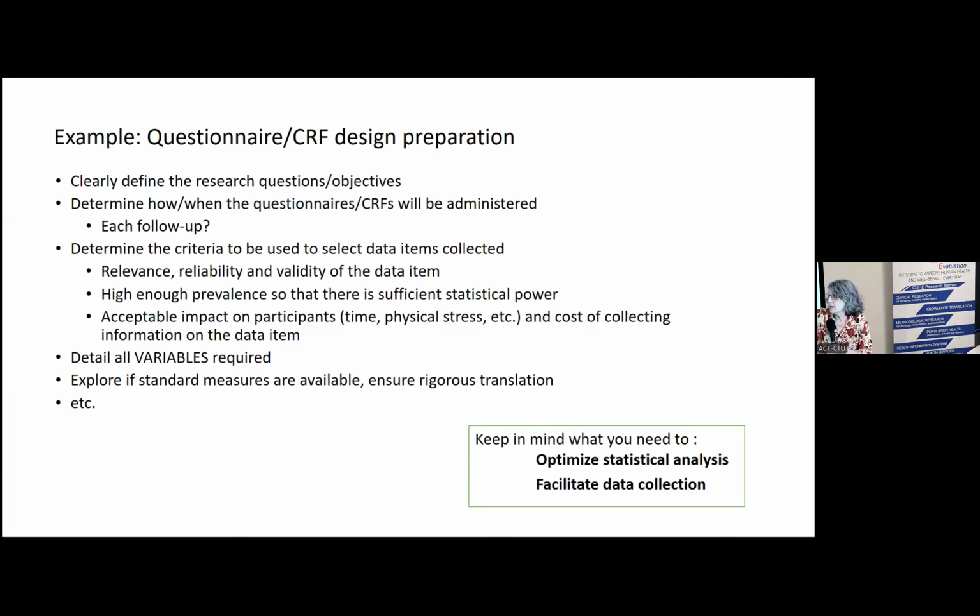Will the prevalence be high enough? What is the relevance, the impact on the participant? But most importantly, don't write the questionnaire first. Do the list of the variables you need first. It's easier to think about everything.